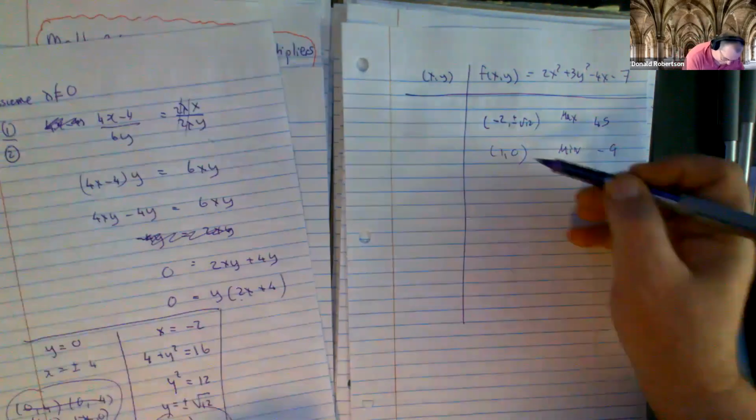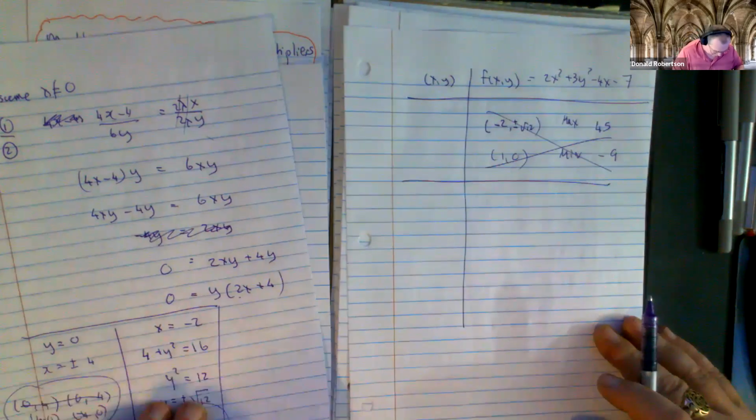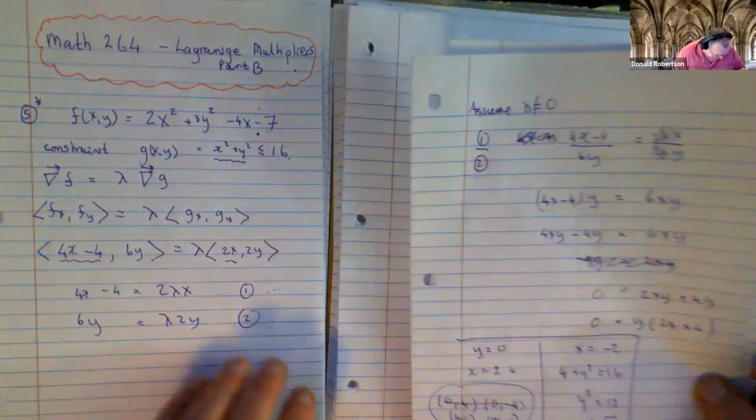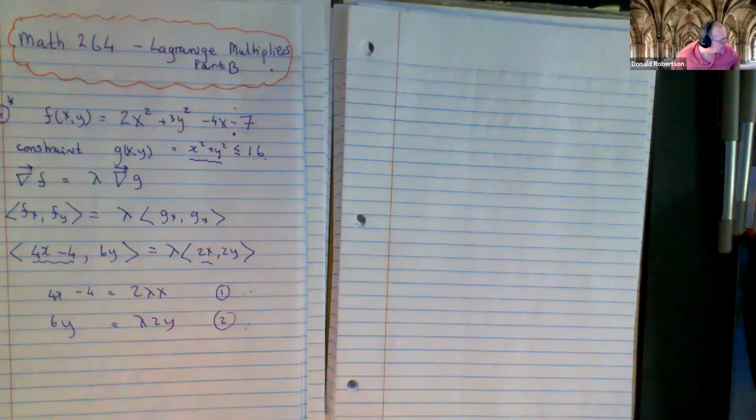So you will have to calculate those guys, and one of those guys that we wrote down is going to be your absolute max, and one of those guys is going to be your absolute min. I can't tell you which one it is now because it's gone and changed the question.